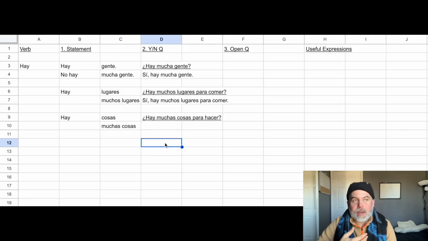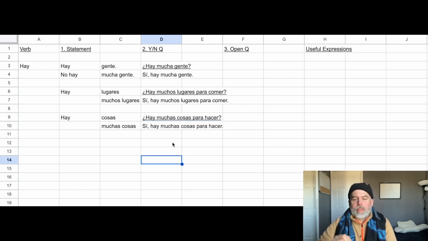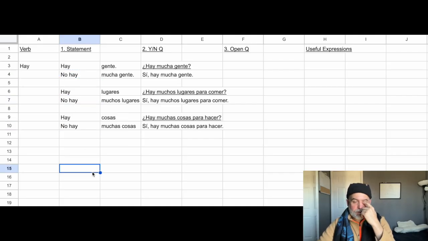Say it with me. Para hacer. Para. See, you can flick your tongue against the para. Para. Hay muchas cosas para hacer, sí. Sí, hay muchas cosas para hacer, okay? Within the person, place, and thing categories, you could get into more specific vocabulary on people, places, and things.